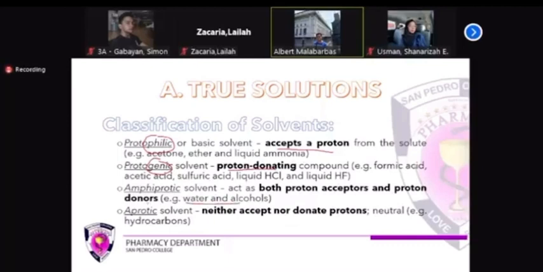And then last one, we have your aprotic solvent. Aprotic, they neither accept nor donate protons. Examples are our hydrocarbon solvents like toluene, benzene, etc. These are our neutral solvents.